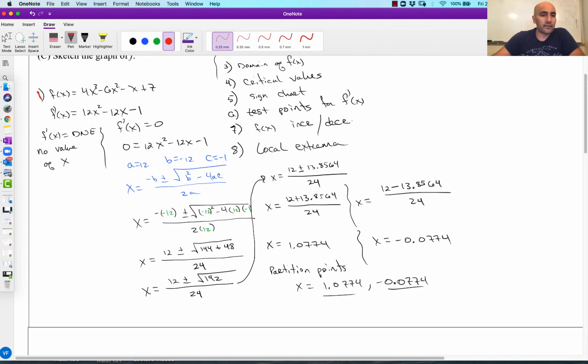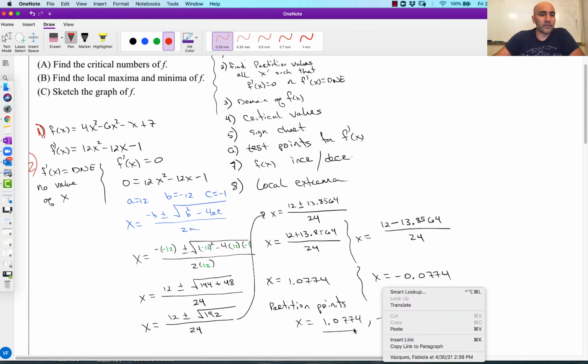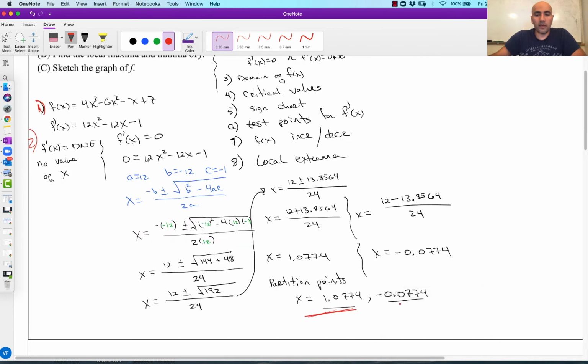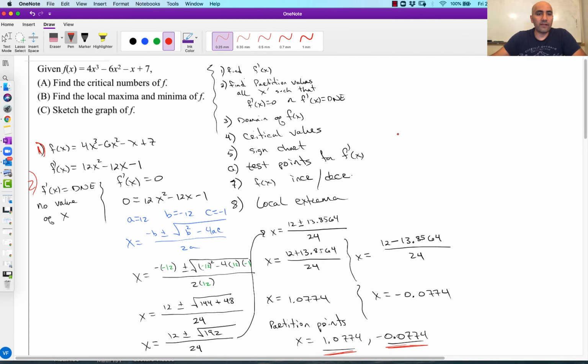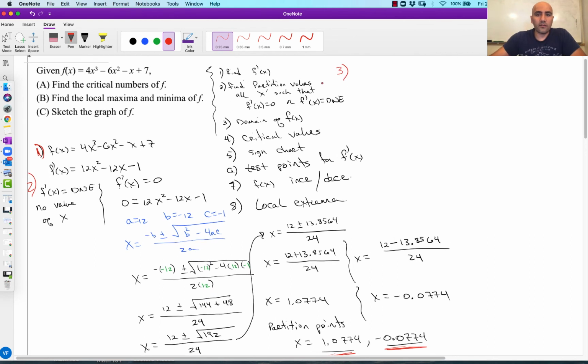So let's highlight it. All of this is 1. All of this work here is 2. That was a lot of work. So here they are, the partition points. That takes care of 2. 3 is to think about the domain of our function. 3, the domain of our function.